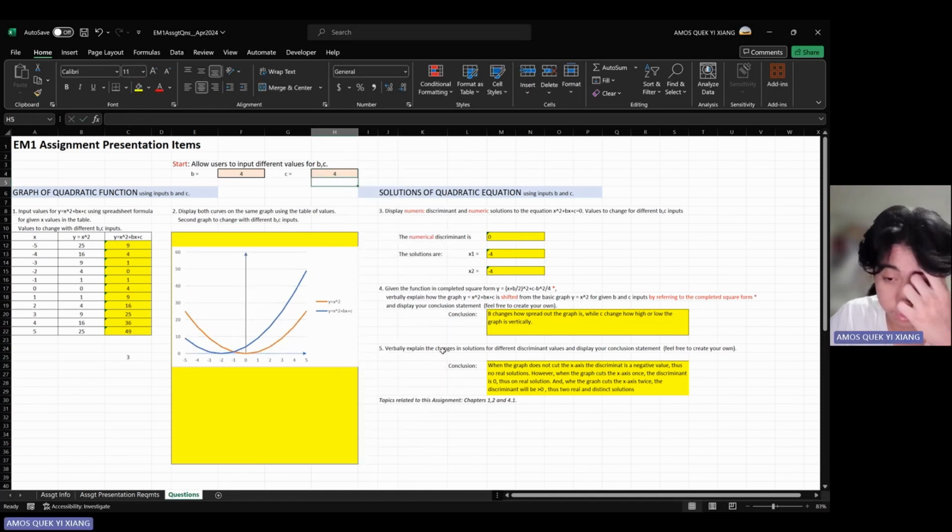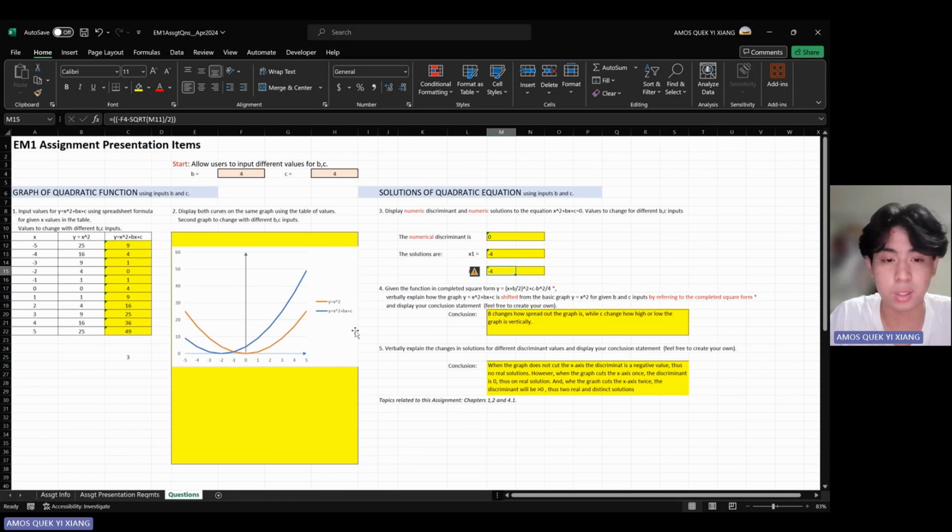Okay, so now moving on to question 5. Question 5 is talking about the discriminant. So basically there are 3 outcomes for the discriminant. It's either more than 0, less than 0, or equal to 0. So right now it's set to equal to 0. So when the discriminant is equal to 0, there's only one real solution, which is minus 4, as we can see here. So x1 and x2 are the same.